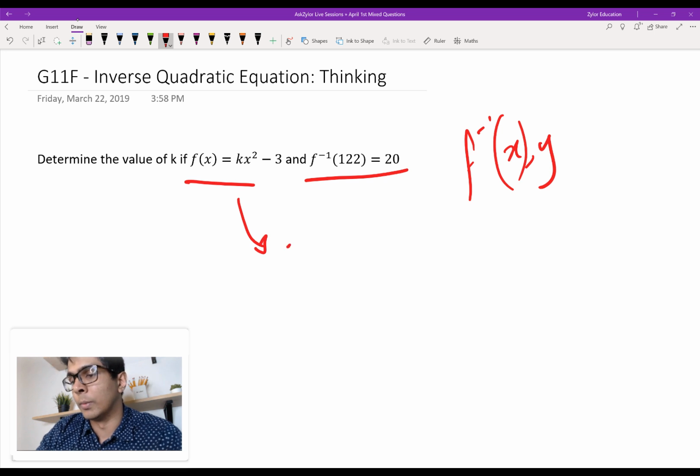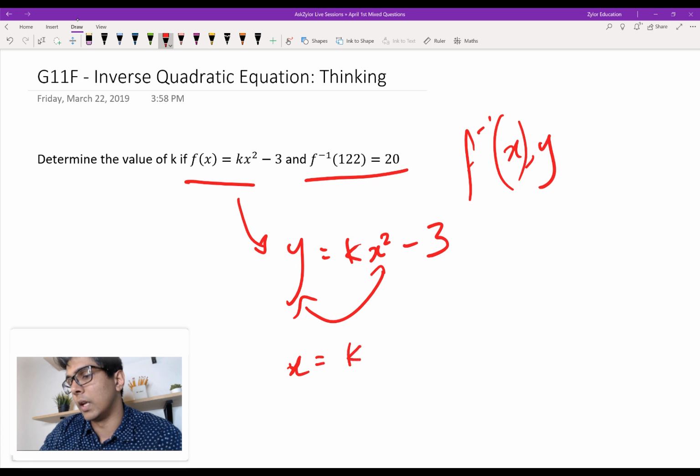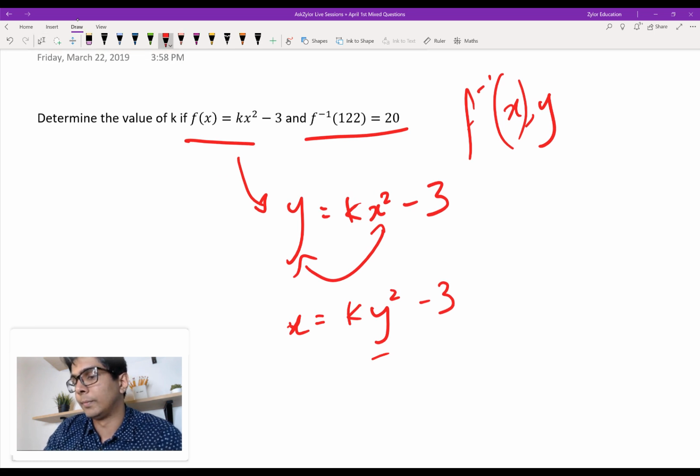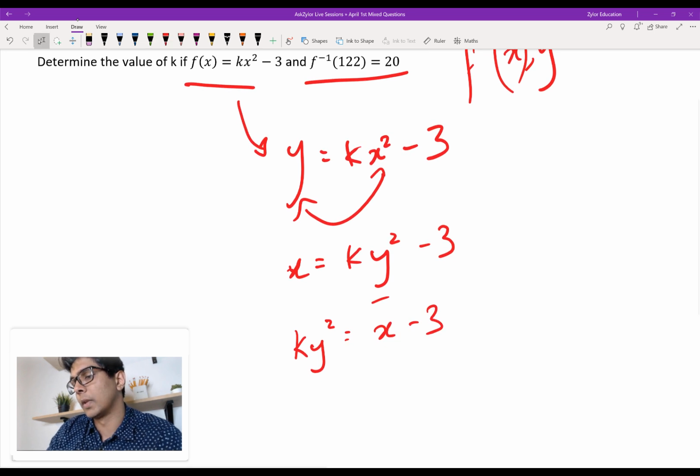So I know my y is equal to kx squared minus 3. So to find the inverse, what I do is switch my x and y values. So I have x is equal to ky squared minus 3. And then I'm going to isolate for my y. So I have ky squared is equal to x minus 3. And then I'm dividing by k.